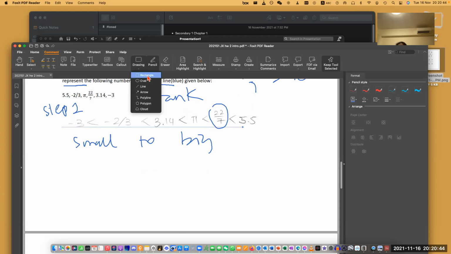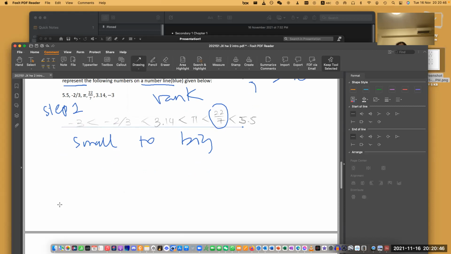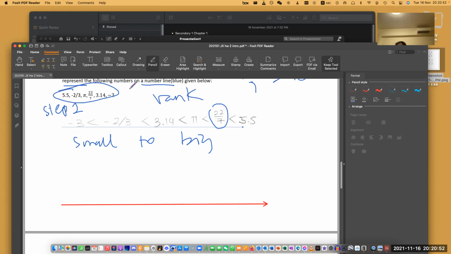I'm going to draw another number line because I have messed up here. So this is my number line. Without doing this question first, how do you draw a number line? You locate your 0. On the left hand side of 0, you have the negative region. On the right hand side of 0, you have the positive region.